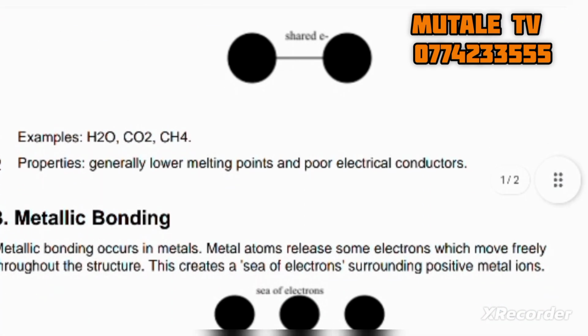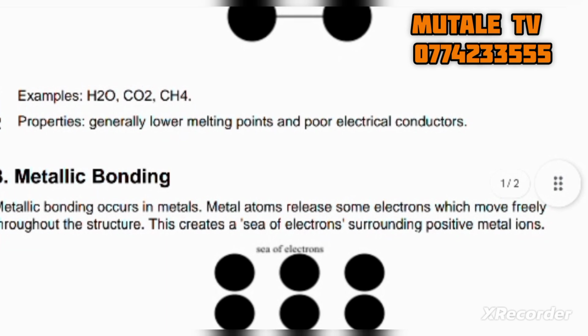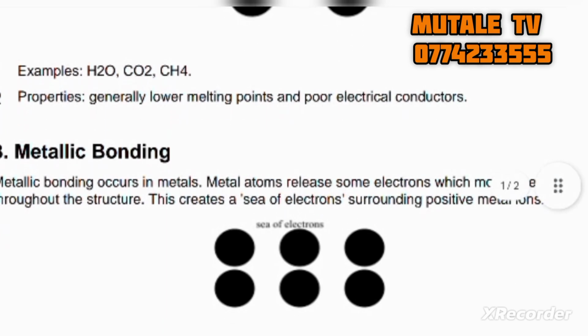For example, we find covalent bonds in H2O, CO2, and CH4. The properties are generally lower melting points and poor electrical conductors.